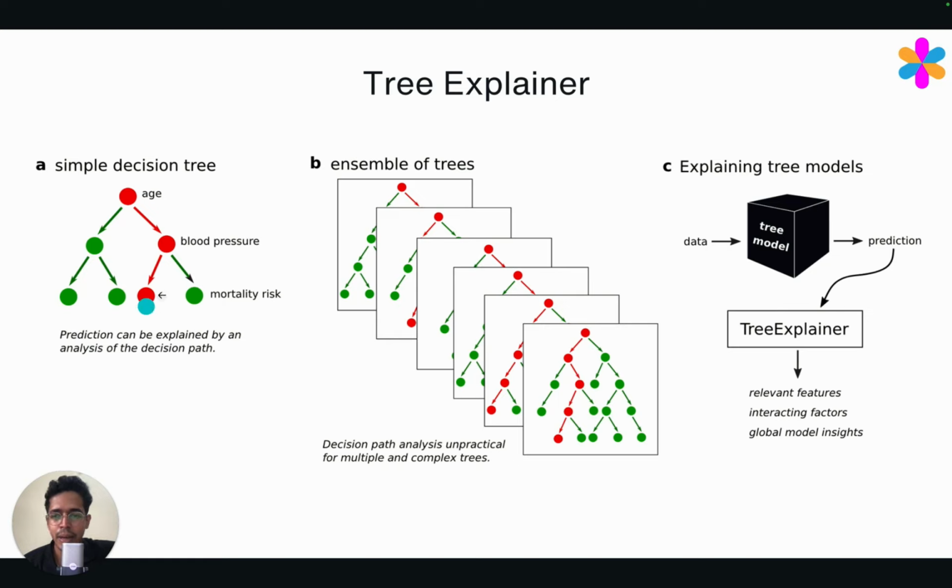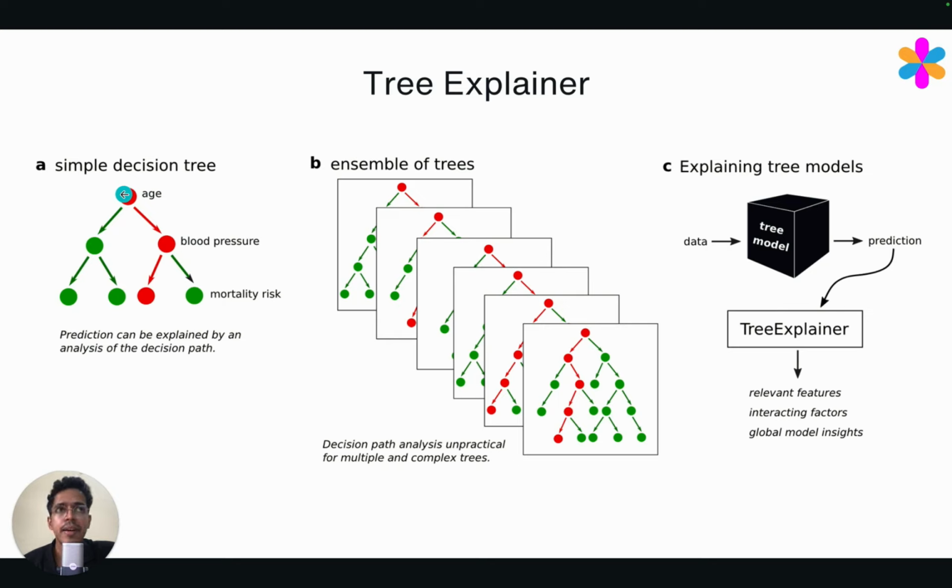I'm mixing the red and green colors here, sorry. Green is mortality risk, and perhaps red is less mortality risk. But whatever it is, based on the values, there will be some conditions here: age greater than 45, blood pressure less than 80, or here it could be BMI greater than 25, etc.